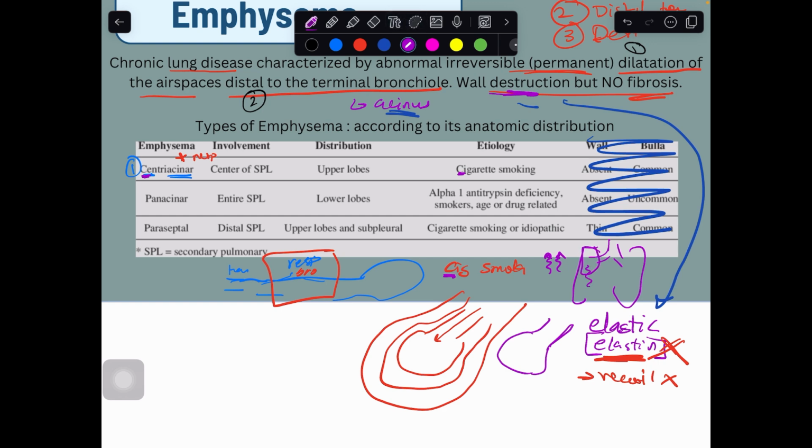So the upper lobes will be affected because of smoking fumes, they go upwards. That's just one way you can learn it. Cigarette smoking is the cause.